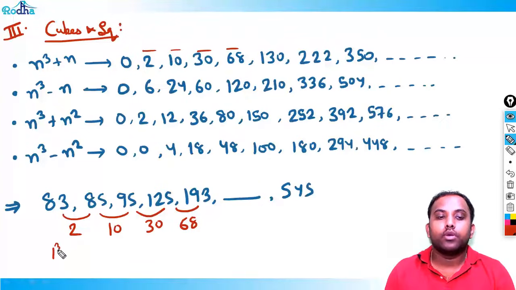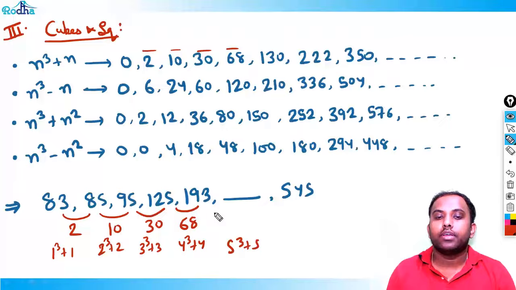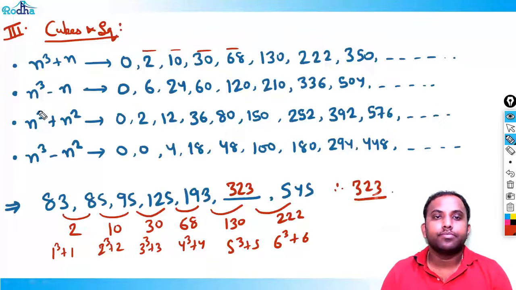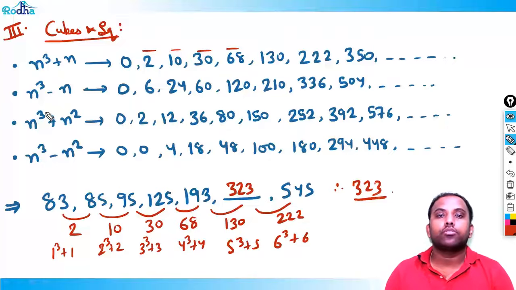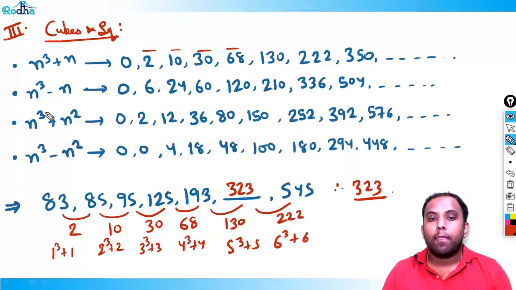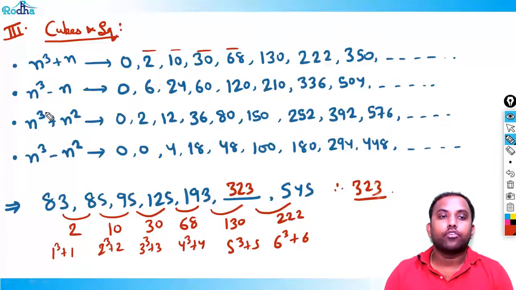So what is 2? 2 is 1 cube plus 1. 10 is 2 cube plus 2. 30 is 3 cube plus 3. 68 is 4 cube plus 4. So the next one will be 5 cube plus 5, that is 130. If you add 130, you will get 323. Next should be 6 cube plus 6, that is 222. So 323 plus 222 is 545. Satisfying. That means 323 is my answer. So you can see this kind of question can come. You have to be very careful with these questions, and you should know these 4 series.